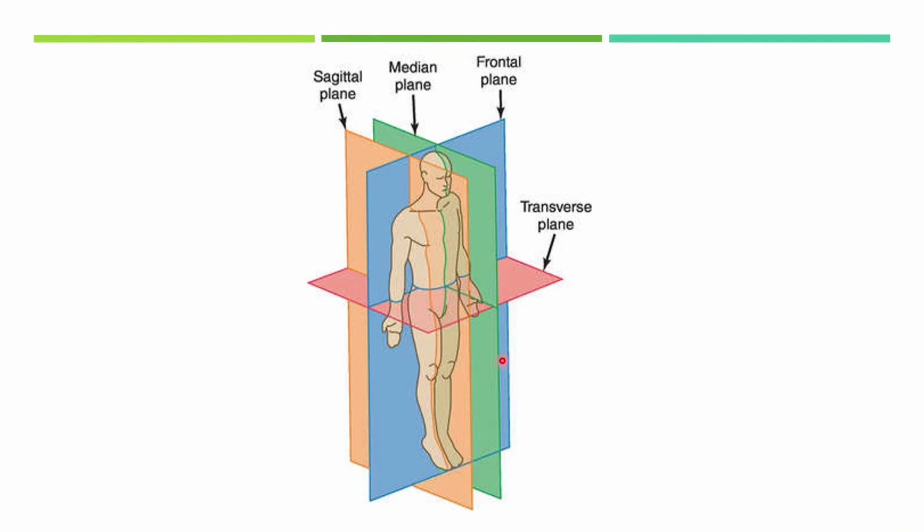Just giving you a small summary of the planes. This is the transverse plane. It divides the body horizontally into two parts, the upper portion and the lower portion. The coronal plane runs vertically from side to side and divides the body into the anterior portion and the posterior portion. The sagittal plane runs vertically from front to back and divides the body into two halves, that is the right side and the left side.